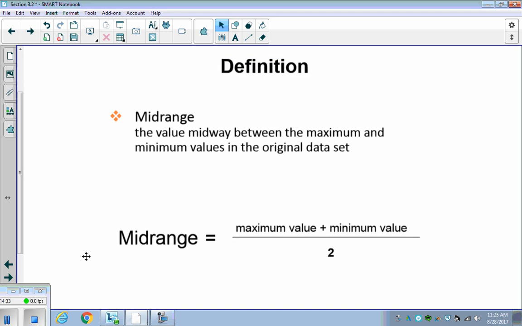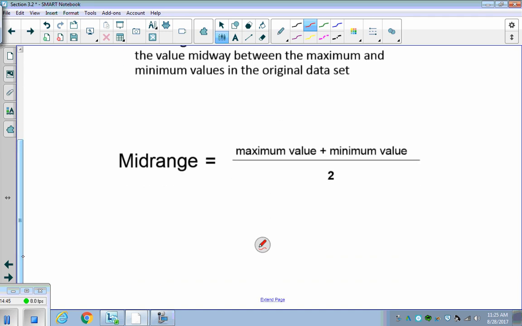Mid-range is the value midway between the maximum and minimum values in the original set of data. So let's say the highest score on the test was 101, but the lowest score was a 0 because somebody didn't come and take the test. I'm going to take 101 plus 0, obviously 101, and divide by 2. So my mid-range would be 50.5.